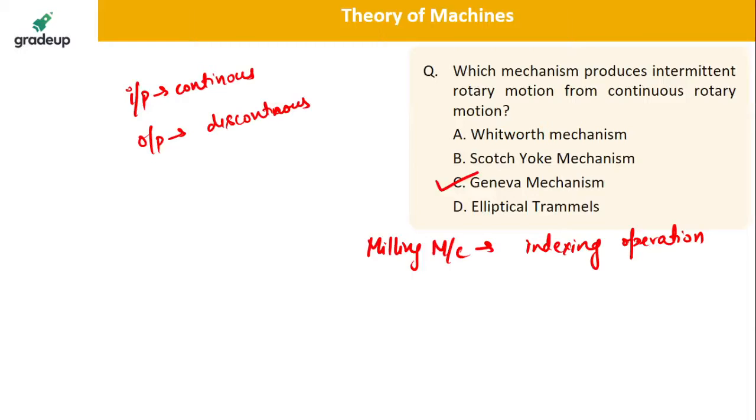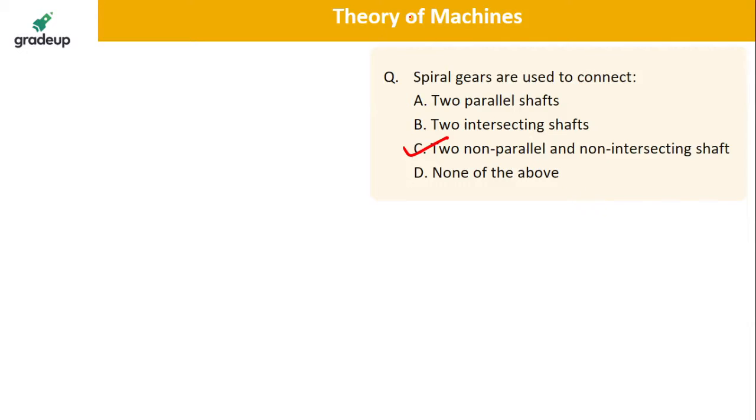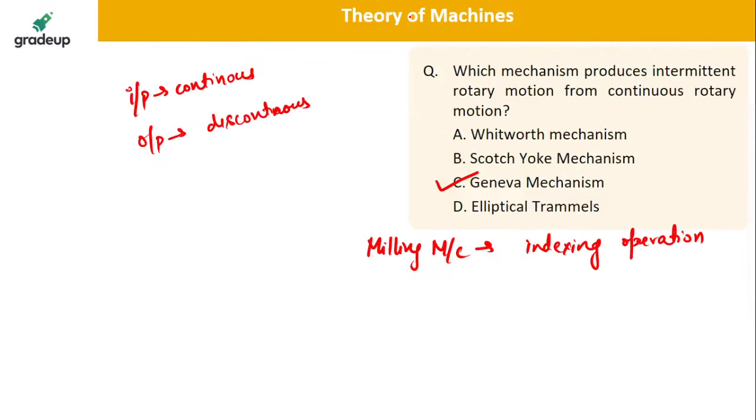Okay, we have a doubt from Ramesh Mohan, sir. Can worm gear also be used? In a worm gear, we have a spiral like this, and like this. So they lie in two different planes. We cannot say they are non-intersecting or almost parallel. So we won't be going for worm gears, we'll be going for spiral gears for non-parallel, non-intersecting shafts. Okay, next question.